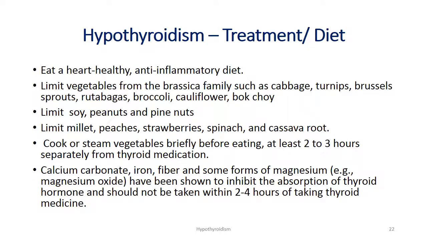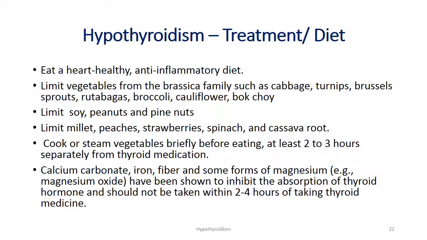The diet in hypothyroidism includes a diet that is anti-inflammatory and heart healthy. It limits certain vegetables from the brassica family, such as cabbage and turnips. It limits soy, peanuts, and pine nuts. It limits millet, peaches, strawberries, spinach, etc. Vegetables are encouraged to be cooked or steamed and to be eaten at least 2-3 hours separately from the thyroid medication.